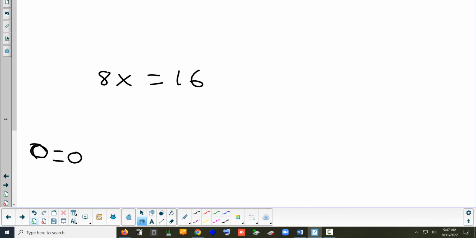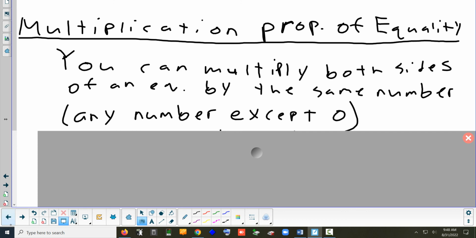If you multiply both sides by 0, essentially what you've just done is you wiped out the whole problem. Now you don't have anything left to solve. All right? So we just need to remember you can't multiply both sides by 0.